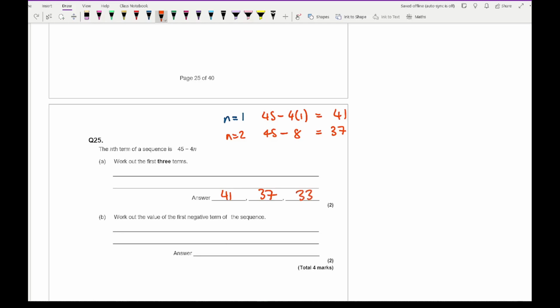It then says work out the value of the first negative term of the sequence. So again, one way of doing this is looking at 45 minus 4n is less than 0. So then we just solve this. So 45 is less than 4n. Divide 45 by 4 gives me n. Dividing by 2 gives me 22.5. Dividing that by 2 gives me 11.25. So I'm looking between the 11th and the 12th term.